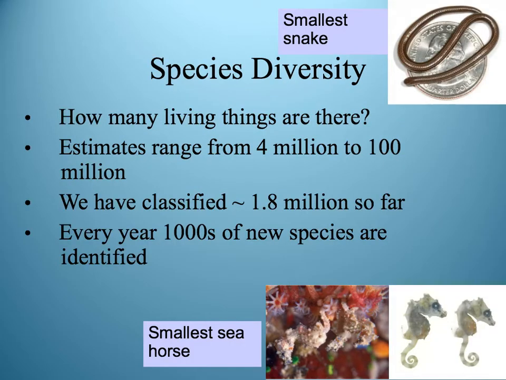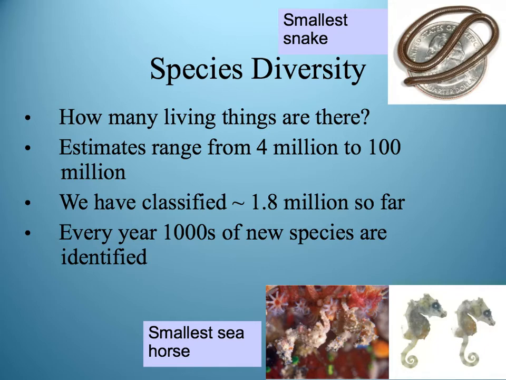Okay, so first starting with species diversity here, we have things from the smallest of snakes. You can see the snake up here is about as big as a quarter, all right, and down here to these little bitty seahorses, really tiny. How many living things are there out in the world? It's estimated that there's somewhere between 4 million and 100 million different species on our planet. We've only classified about 1.8 million so far, but every year we get new species, so thousands of new species are identified. We talked a little bit about this about a month ago when we were looking at our slides.